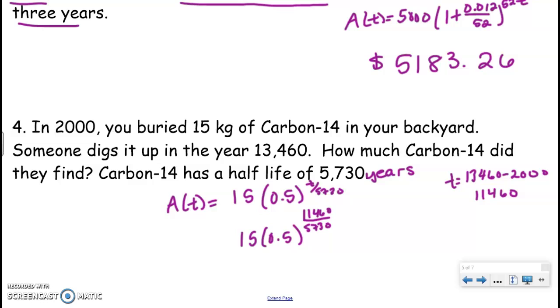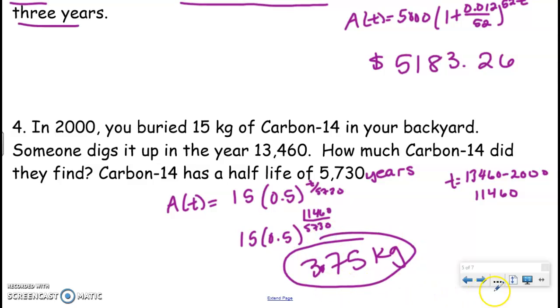We need to type that in. Got an extra 1 in there. It didn't work. Delete that. There we go. And it will be about 3.75 kilograms. That one takes a really long time to break down.